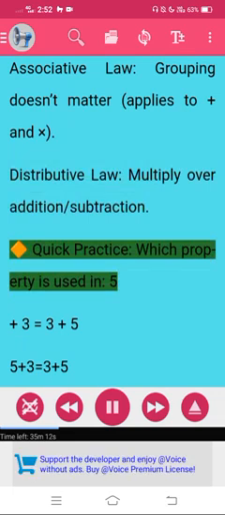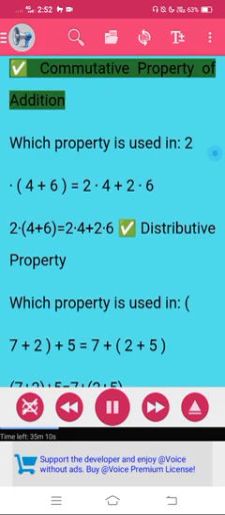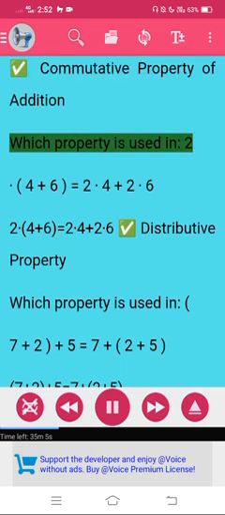Quick practice. Which property is used in 1: 5 plus 3 equals 3 plus 5? Answer: the commutative property of addition. Which property is used in 2?